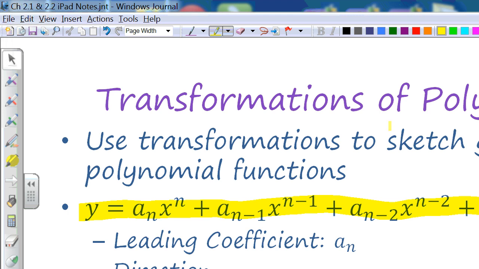So, all right. The leading coefficient is a sub n. That's my leading coefficient. Actually, plus x to the 0, so we have a sub 0. That would be my trailing coefficient. All right, we're mainly going to be looking at our leading coefficient.